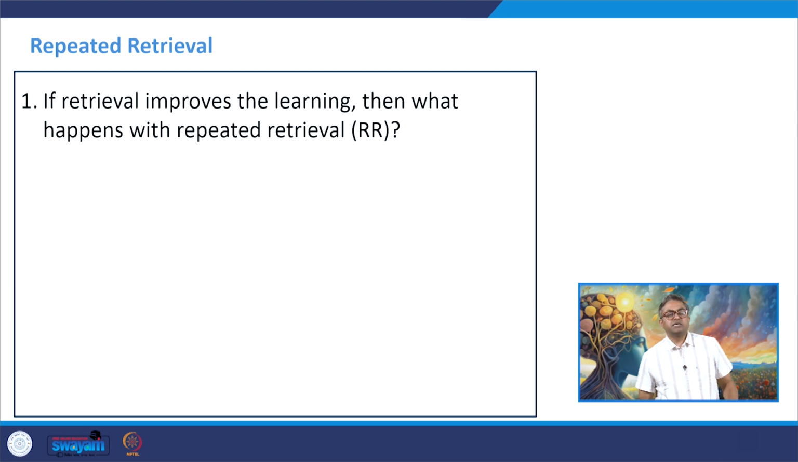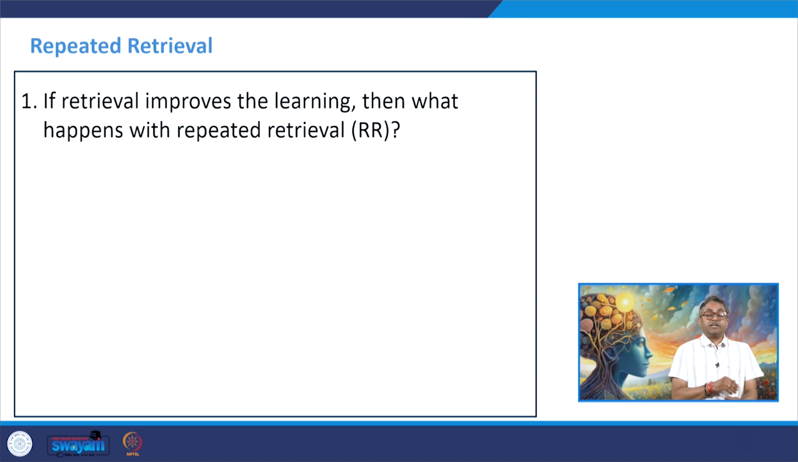This makes us curious to ask a question: if retrieval is improving the learning, as we saw in the previous slide, retrieval practice effect, then what happens with repeated retrieval? If test was there and we are improving with every test, retrieval practice is there, more and more you practice, more and more retrieval is there, better retrieval is there, then what will happen if you are doing the retrieval again and again and again?